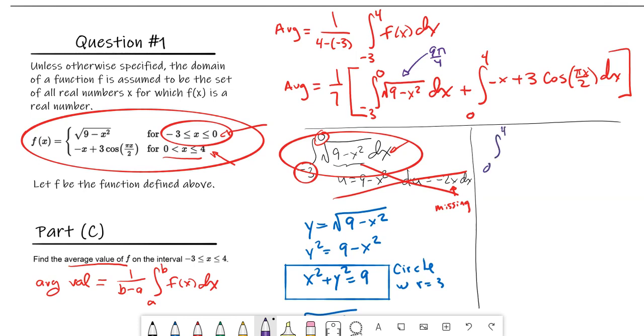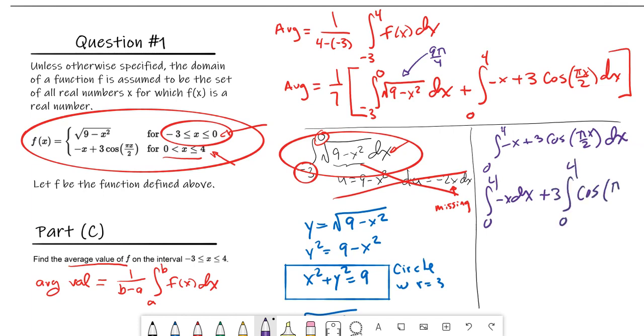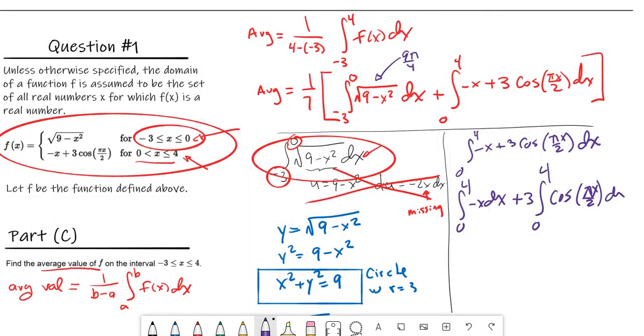The integral from 0 to 4 of -x plus 3 cosine of pi x over 2 dx. We can separate this into two integrals. 0 to 4 negative x dx plus 3 times the integral from 0 to 4 of cosine of pi x over 2 dx. And I separated it because the negative x is easy to do. That's just the power rule. So right away we have negative 1/2 x squared from 4 to 0. But the integral on the right needs u substitution.